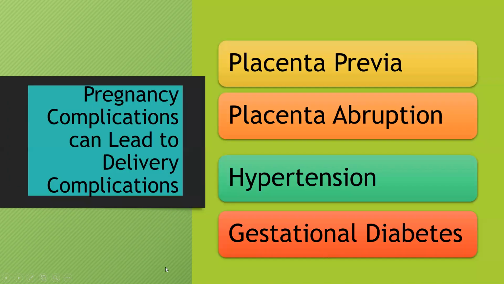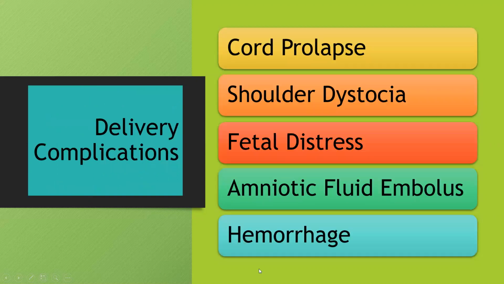When we're talking about pregnancy at risk, labor and birth at risk, we're really talking about some of the conditions during pregnancy that can lead to delivery complications. So we've talked about these in some previous videos, and we're going to go a little more in depth into the hypertension in this section. But placenta previa, placenta abruption can lead to delivery complications. Hypertension and gestational diabetes can lead to delivery complications. So it becomes complications for both mother and baby.